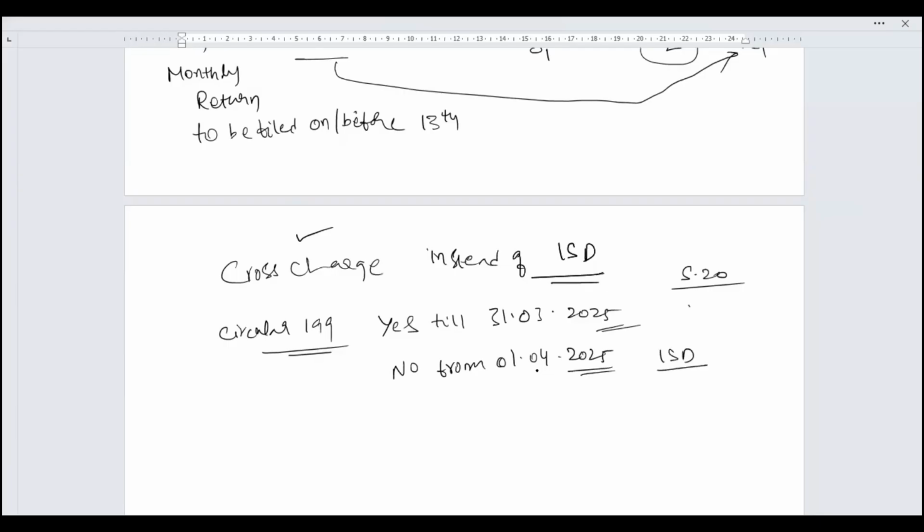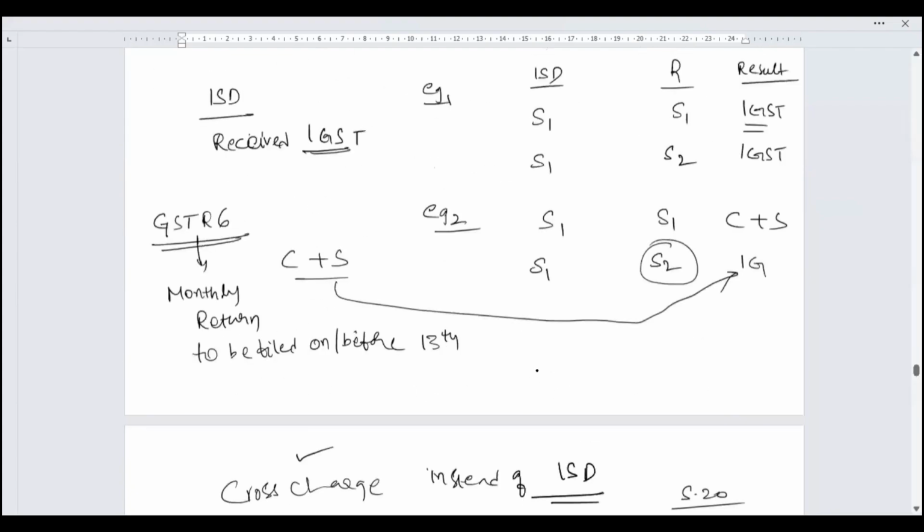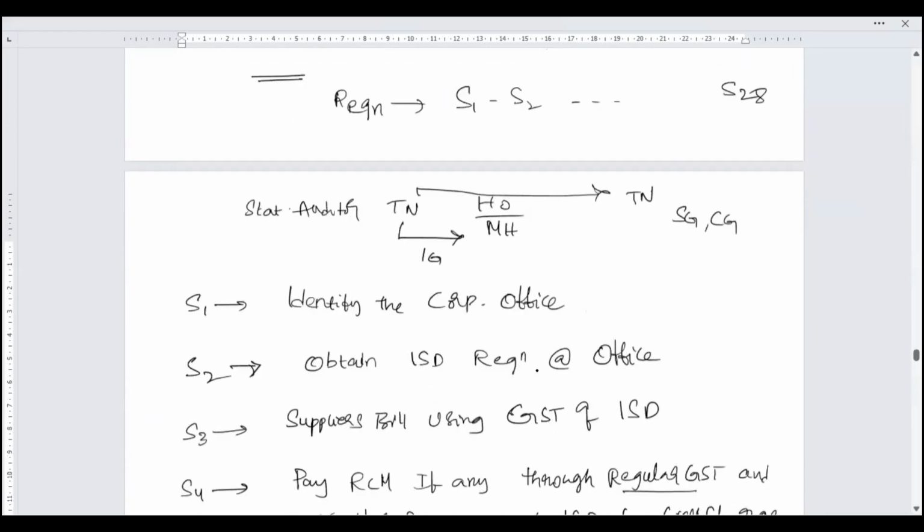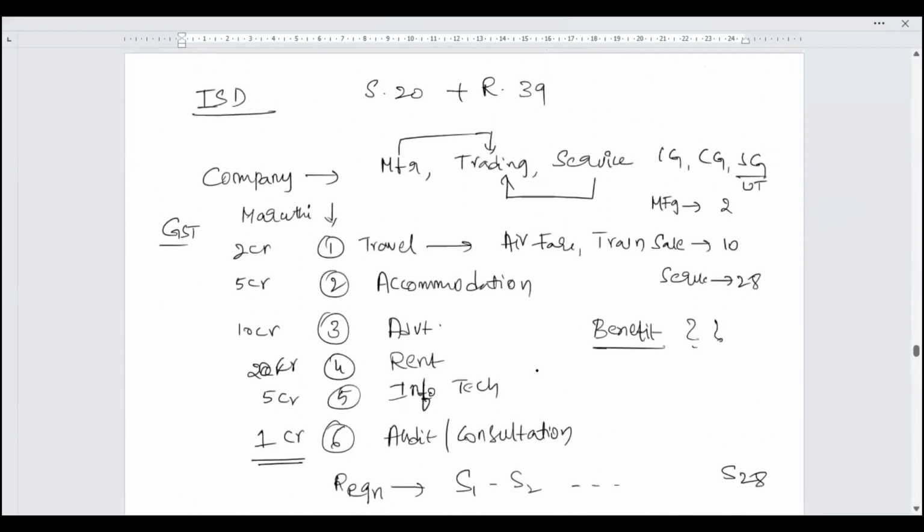So from 1st April 2025, I have to mandatorily register ISD and get all those common benefits, whatever we have identified in the list. These credits should flow to the ISD GST number. From the ISD GST number, I need to distribute through GSTR 6. So this is what the law says. You want the benefit? Get registered as ISD. You don't want the benefit, you put it to your P&L.